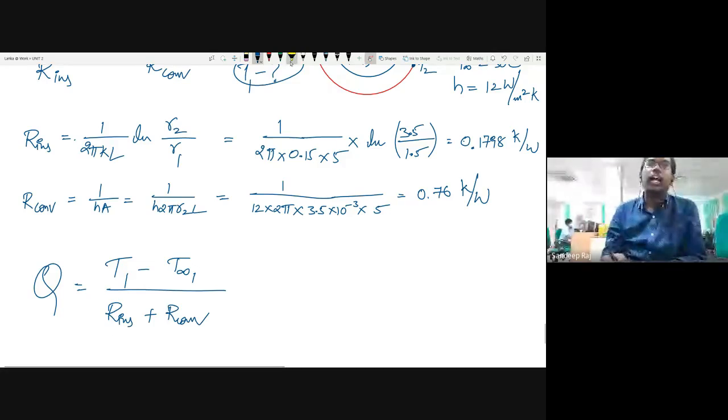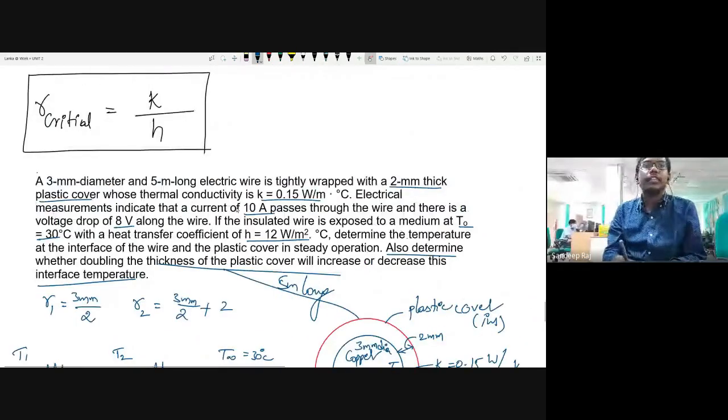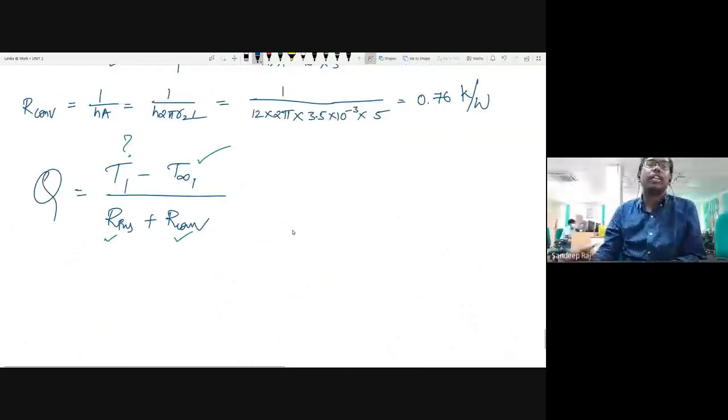You know R insulation. R insulation you have found out. R convection you have found out. This one you know. Do you know this Q? This is asking you to find. Do you know the Q here? See, in the problem, what he has done is he has given you the voltage and the current. So if I multiply the voltage and current, you will get Q. So T1 can be obtained from that.